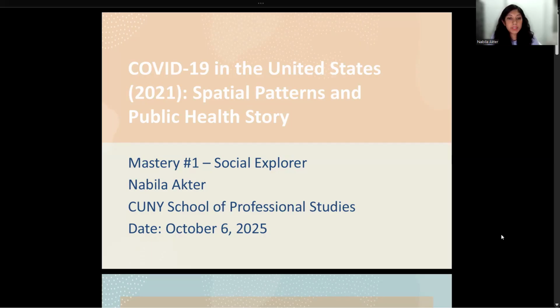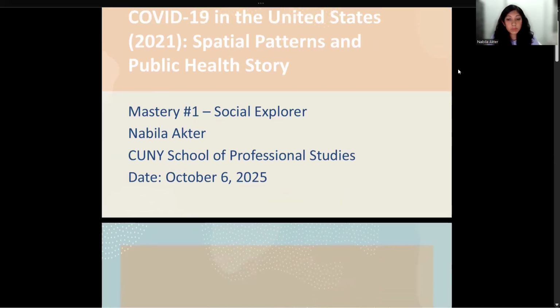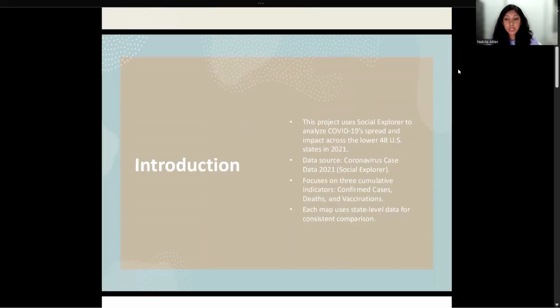Today I'll be presenting my project for Mastery Number 1, using Social Explorer to analyze COVID-19 patterns across the United States in 2021. This project used spatial storytelling to explore how geography shaped the spread, impact, and response to the pandemic. Here is my introduction part.